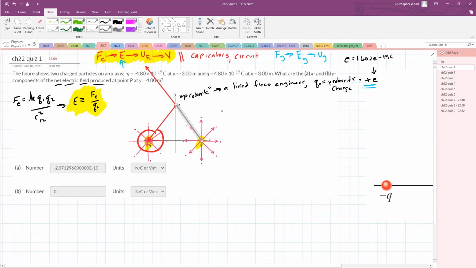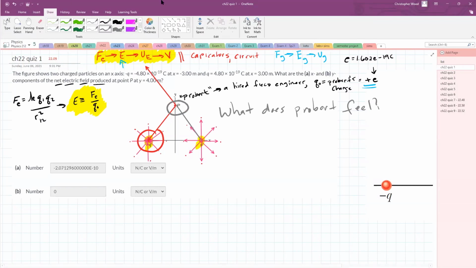Because again, here's the question. What does Probert feel? Which is my way of saying, what's the electric field intensity? What's the electric field strength at point P? All right, so having said all that, I'm going to get rid of all of this because things are already too messy.